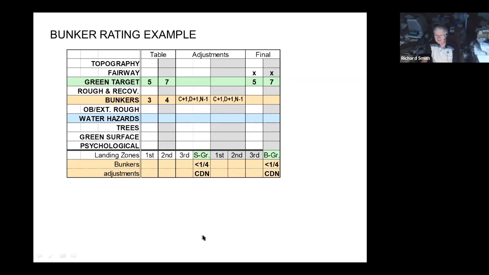Now, looking farther up into the final answer area above here, we've put the 3 in and the 4, and then a little more detail about those adjustments. Up in here, we would put the C+1, the D+1, and the N-1, and ditto for the bogey. So in this case, we had +2, -1, so we've increased by 1 for the final values here.